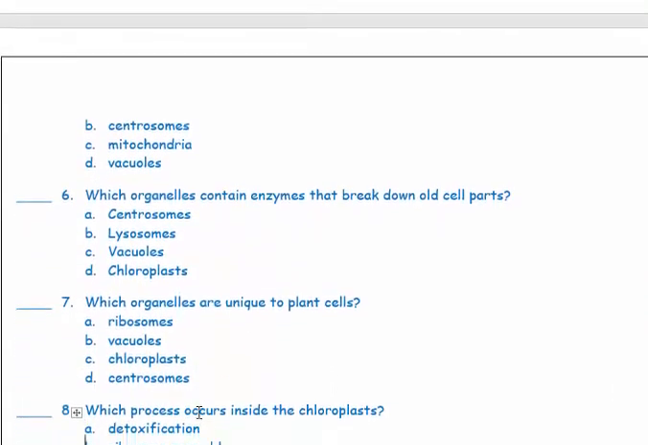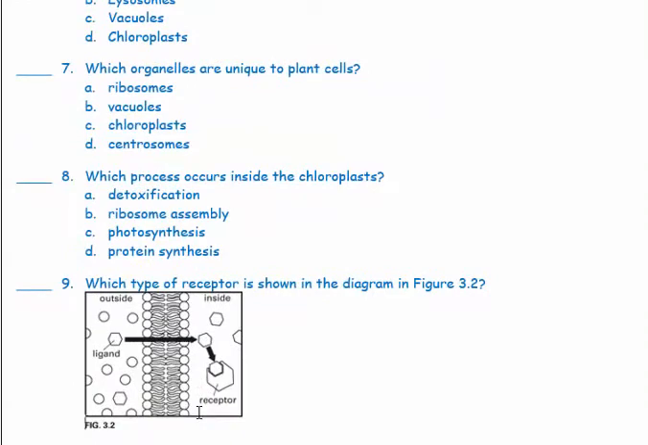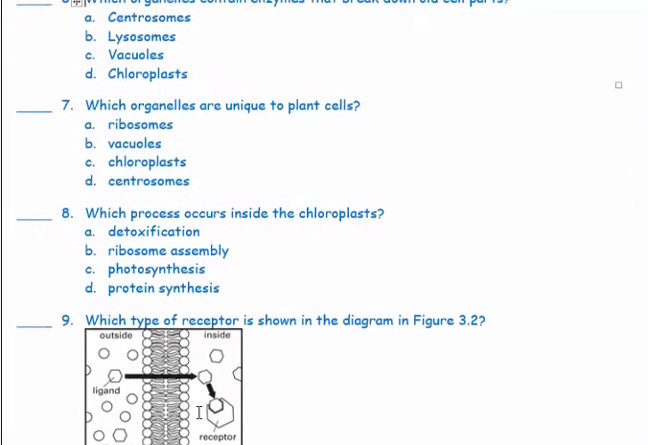Which organelles contain enzymes that break down all cell parts? As we said, all the cell parts have a certain half-life. When their life ends, the cell needs to get rid of them. Which organelle is responsible for getting rid of the cell organelles that are dead? It's the lysosomes. 6B. Number 7.